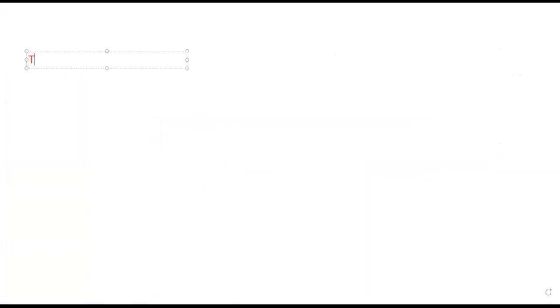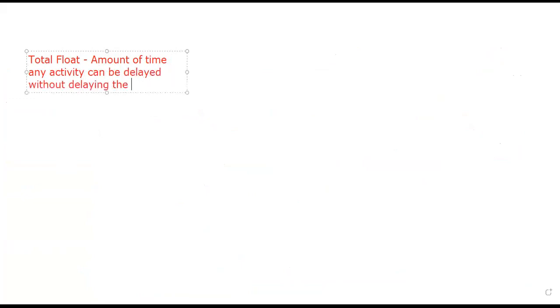We have total float. Total float means the amount of time any activity can be delayed without delaying the project end date. That is what we call total float.